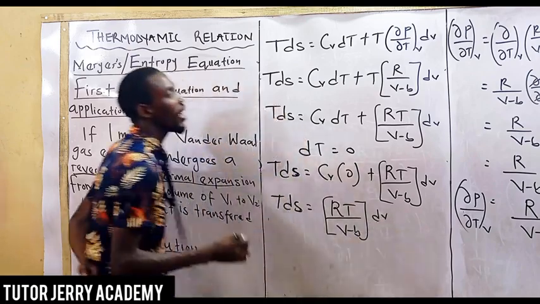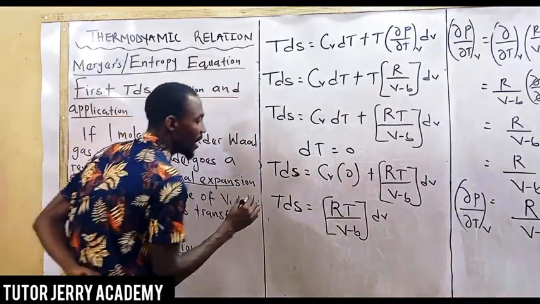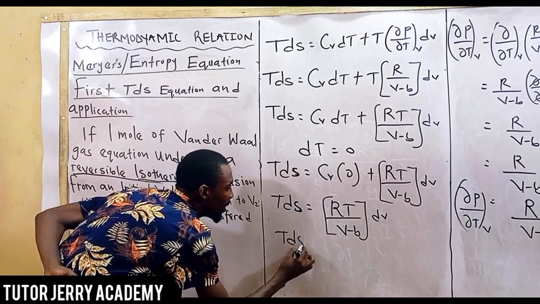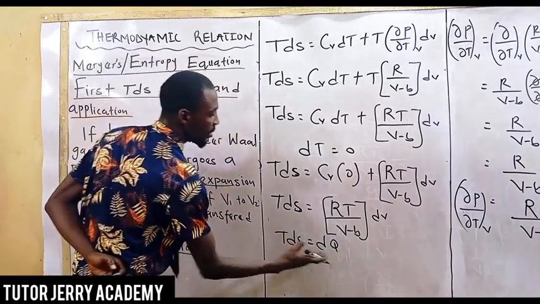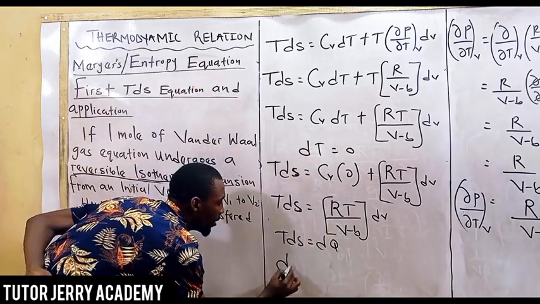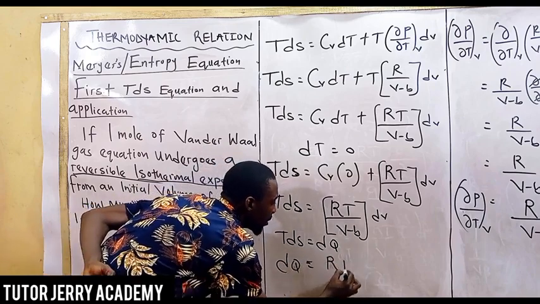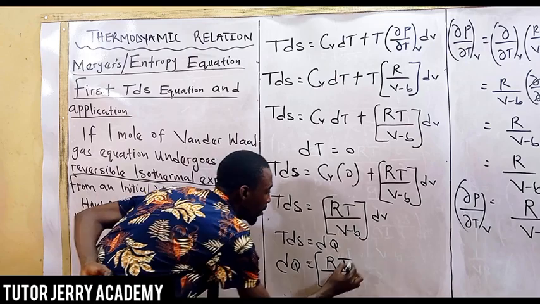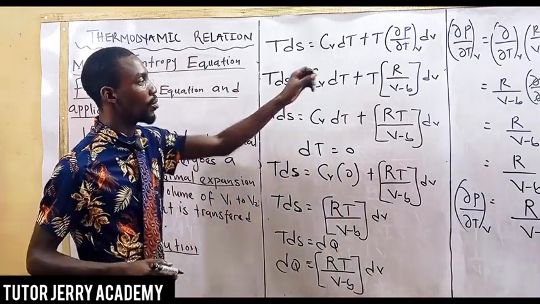All right, you are going to recall carefully that Tds is equal to dq. So if it is equal to dq, then we can replace Tds here with dq. So we are going to have dq equal to RT over V minus b dV. All right, so we are going to continue this.